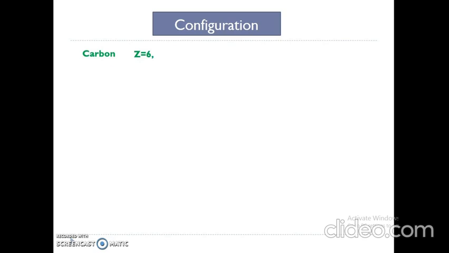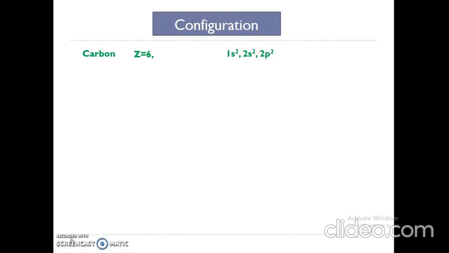But to do this, you have to consider certain rules: Aufbau principle, Hund's rule, Pauli's exclusion principle, etc. Now, after obeying all these rules, you will write the electronic configuration of carbon as 1s2, 2s2, 2p2. But see here, there are 2 electrons in the p orbital. Won't they repel each other?